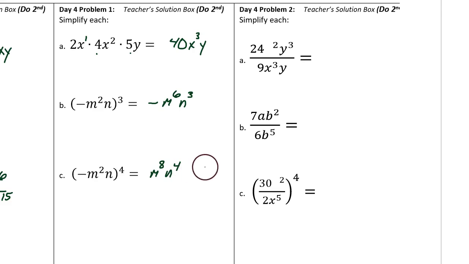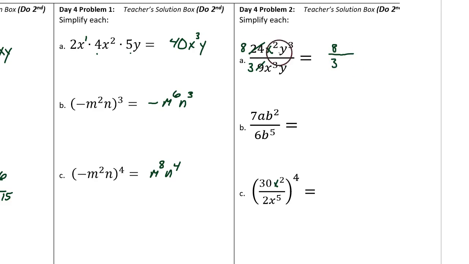Day 4, problem 2, we have some division problems. There's a blank spot here. I think that's probably an x. Hopefully that shows up on the paper. Looking at question C, the x is also missing. So let's fill that in. In question A, 24 divided by 9 is reducible. They both divide by 3. 24 divided by 3 leaves 8, and 9 divided by 3 leaves 3. So we're going to have a fraction, 8 over 3.